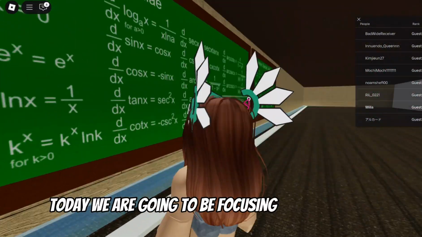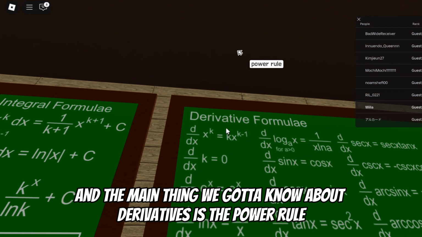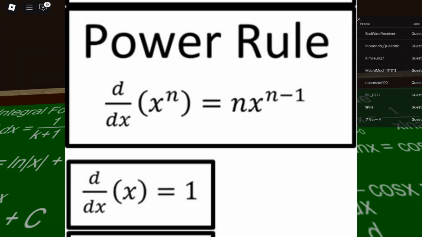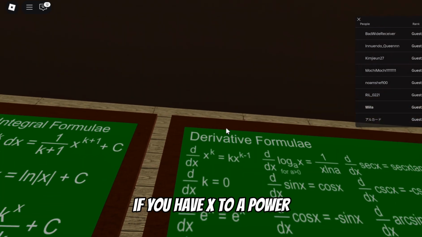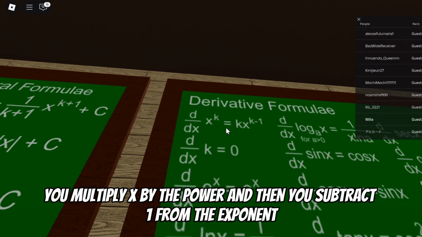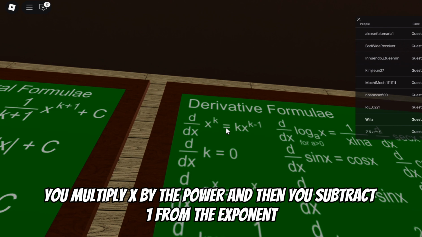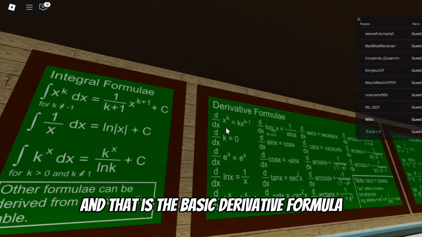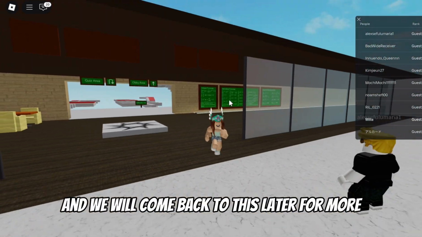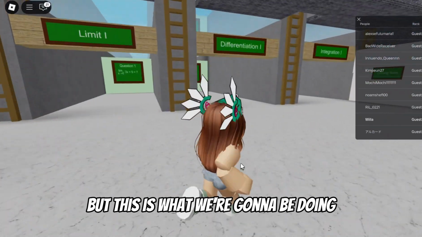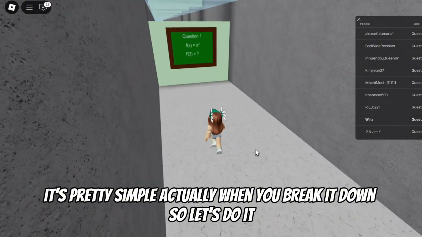Today we are going to be focusing on derivatives, and the main thing we gotta know about derivatives is the power rule, which is shown right here. If you have x to a power, you multiply x by the power, and then you subtract 1 from the exponent. And that is the basic derivative formula. We will come back to this later for more, but this is what we're going to be doing. It's pretty simple, actually, when you break it down. So let's do it. Calculus in Roblox.